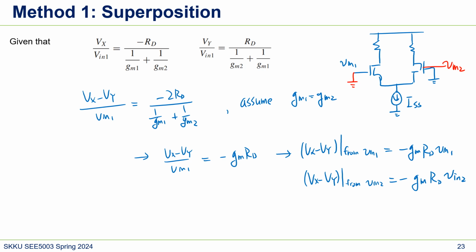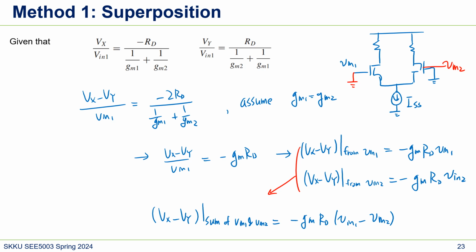So by merging these two equations, Vx minus Vy, the sum of the Vin1 and Vin2 contributions, is minus Gm Rd times Vin1 minus Vin2. And this is actually Vout, right? So it turns out Vout1 minus Vout2 divided by Vin1 minus Vin2 is minus Gm Rd. So that's our answer.